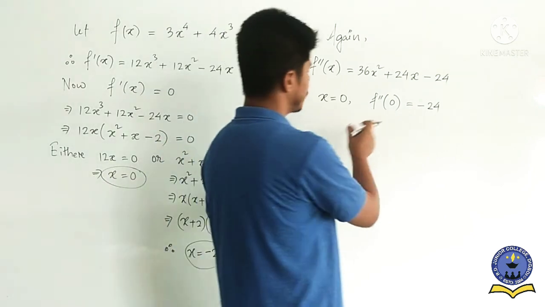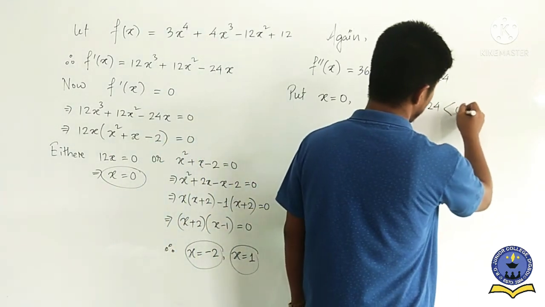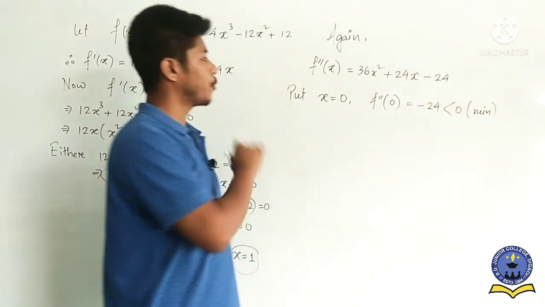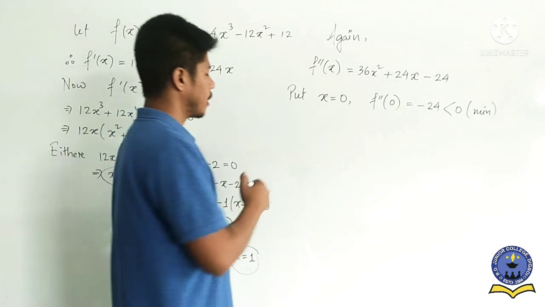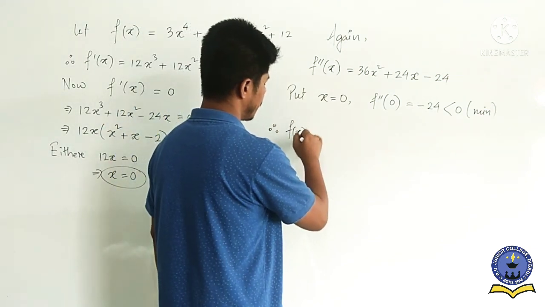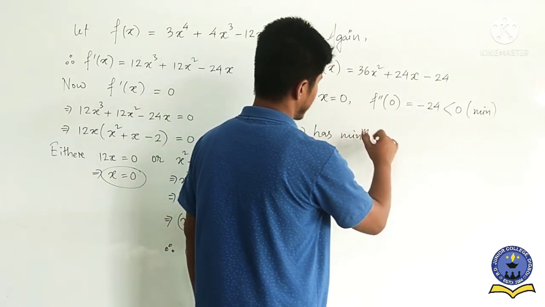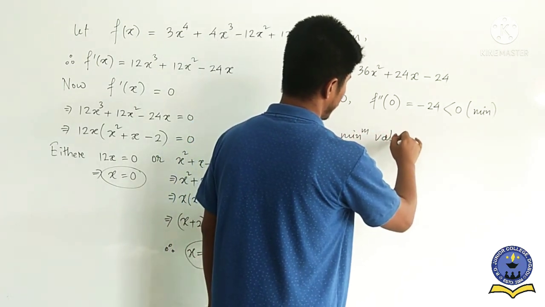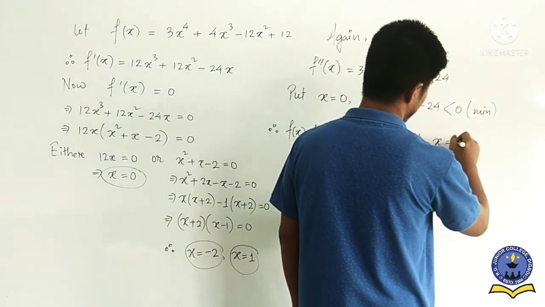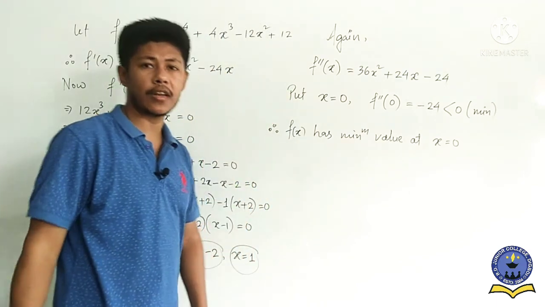So f double dash of 0, when we put 0, then we get a negative value. Negative value means what? Less than 0. Less than 0 means what? Minimum. So that means at which point we get the minimum value? So that's why here finally we have to write, therefore f(x) has minimum value. Therefore f(x) has minimum value at which point? At x equal to 0. So just we have to verify here, at x equal to 0 we get the minimum value.